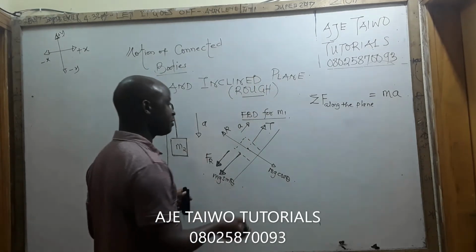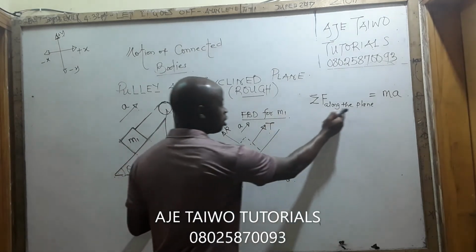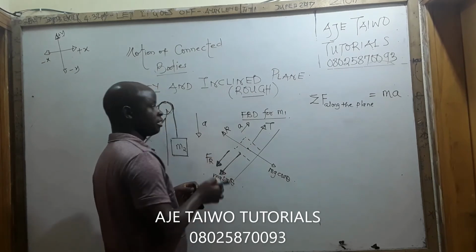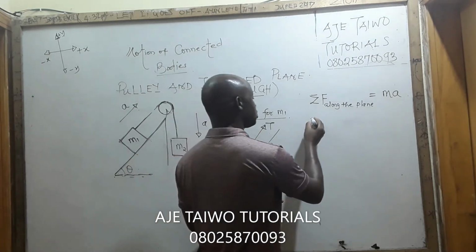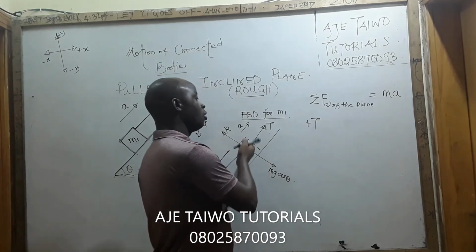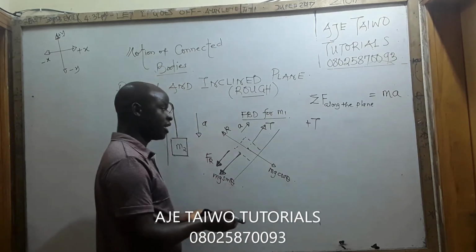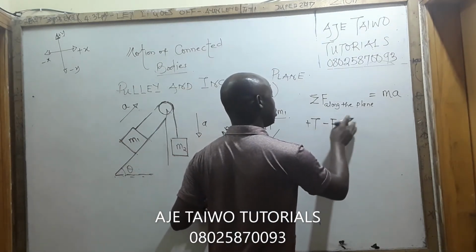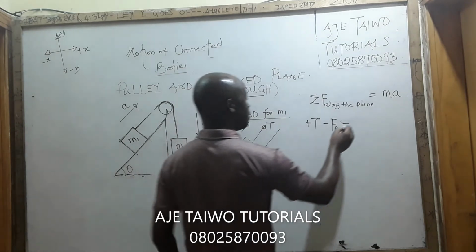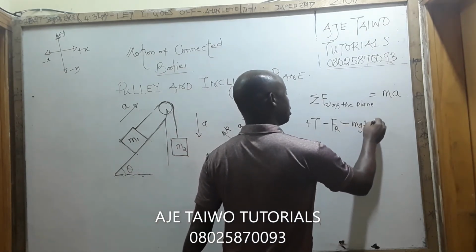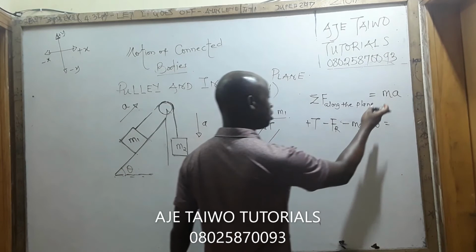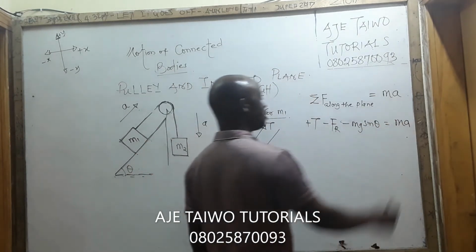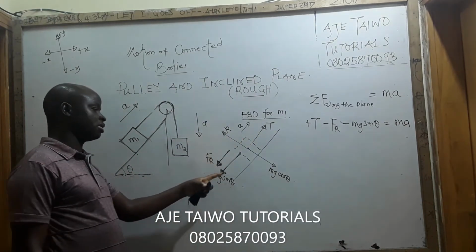So let's go. Where are the forces now on this inclined plane? We say along the plane. These are the forces 1, 2, 3. So we now have T is plus, because anything going up we take plus, anything coming down we take minus. So T minus FR minus mg sin theta equals to MA. Is it minus MA or plus MA? A is going up also, so it's plus MA. That's T minus this equals to MA.